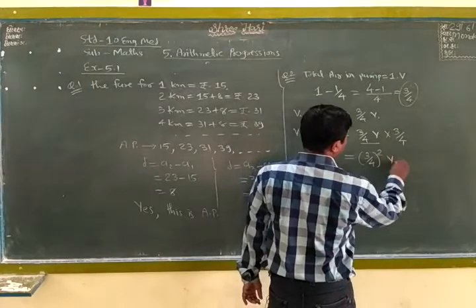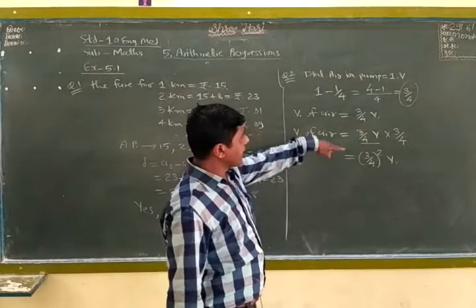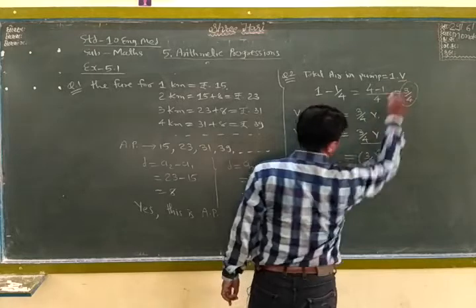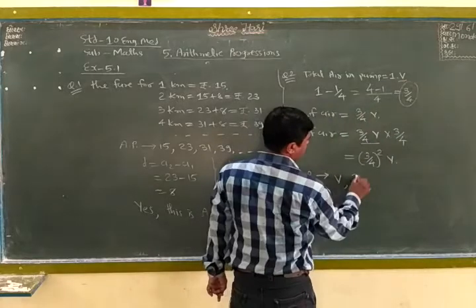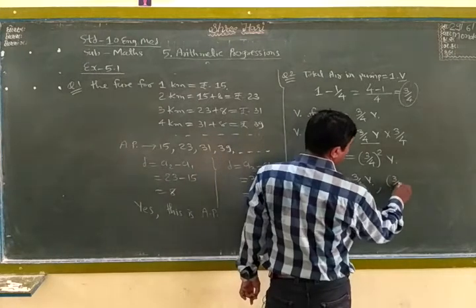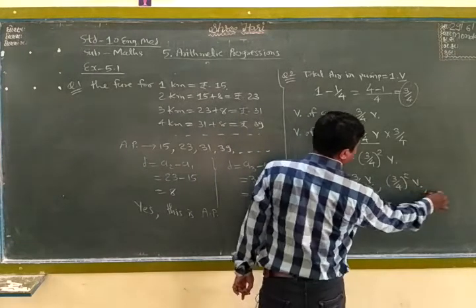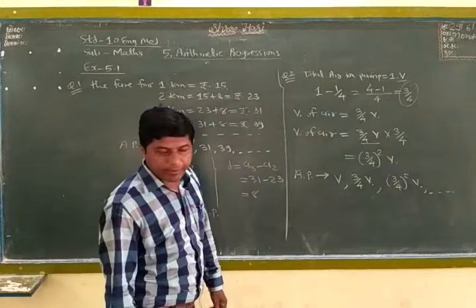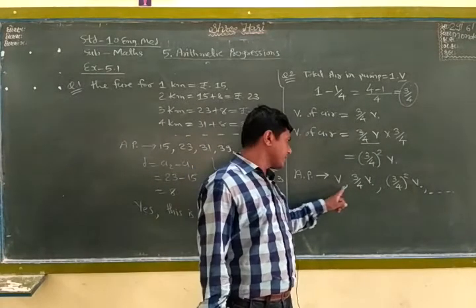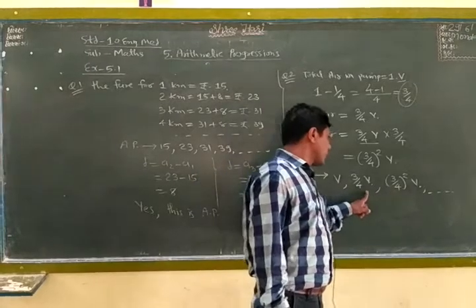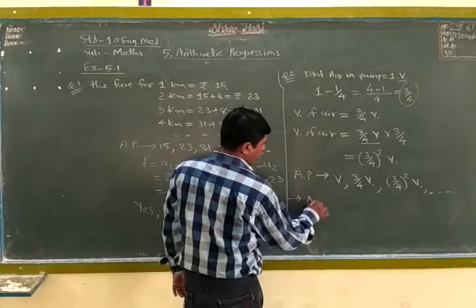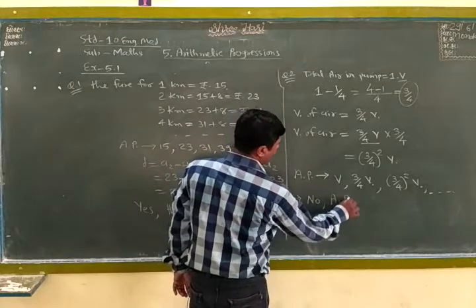3/4 square volume. Now we check whether it is an arithmetic progression. The first volume is V, the second time 3/4 V, the third time 3/4 square V. It means this is not an arithmetic progression. Why? Because the differences of the two terms, A2 minus A1 and A3 minus A2, are not the same common difference. So we can say that it is not an arithmetic progression.